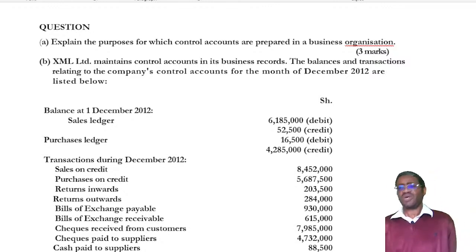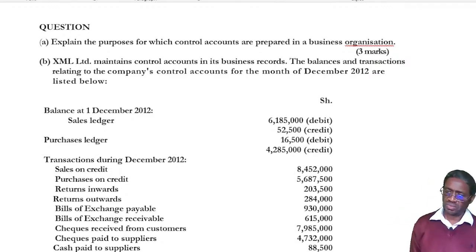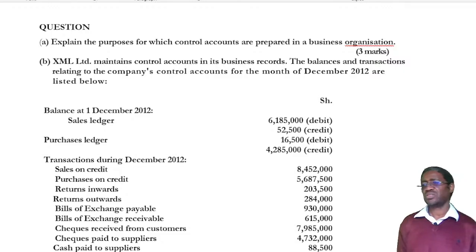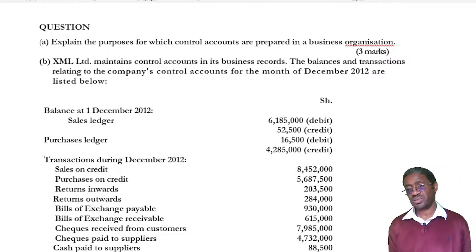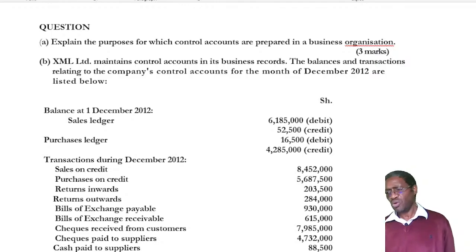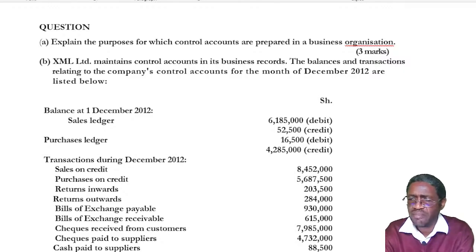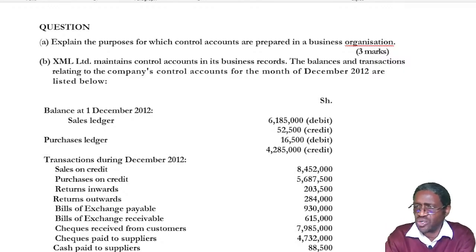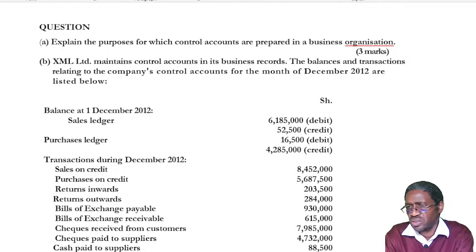Good. So I'm through with part A of that question. Those are some of the reasons why we prepare the control accounts. So let's do part B of the question now. Part B says, XML Limited maintains control accounts in its records. The balances and transactions relating to the company's control accounts for the month of December 2012 are as follows.